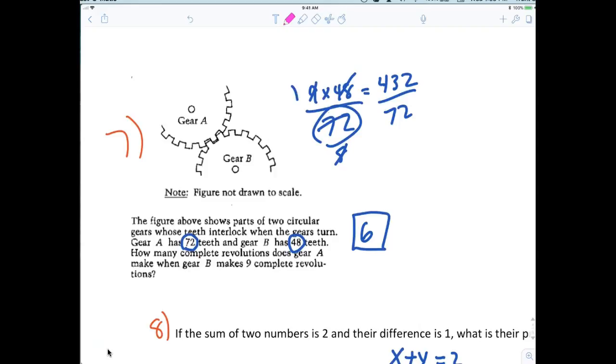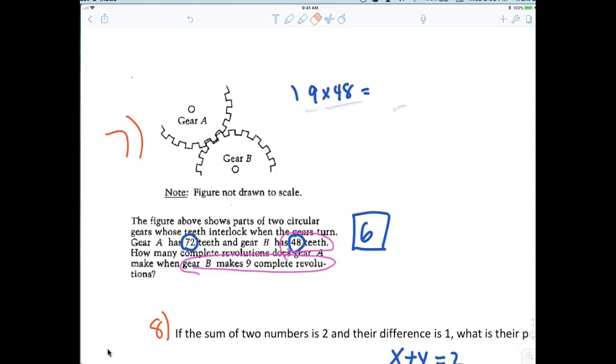Does everybody understand that the gears, when they rotate, they're in a 1-to-1 correspondence, correct? Right. That's pretty easy. So does everybody understand it's kind of a proportion here? What I'm trying to tell you is, if gear B makes 9 complete rotations or revolutions, gear B would go through, let me just erase this real quick, gear B would go through 9 times 48 teeth. Does everybody agree with that?